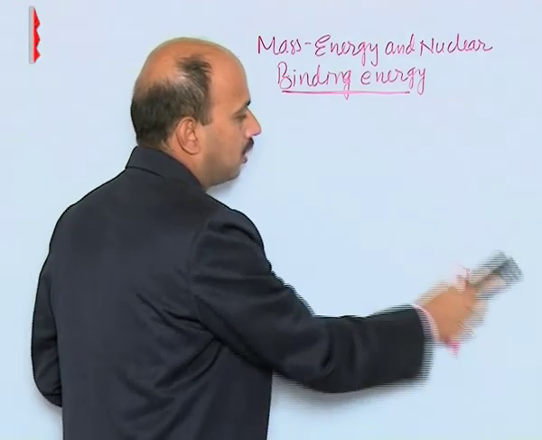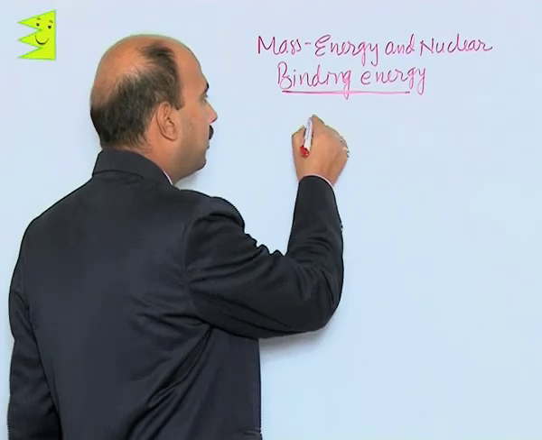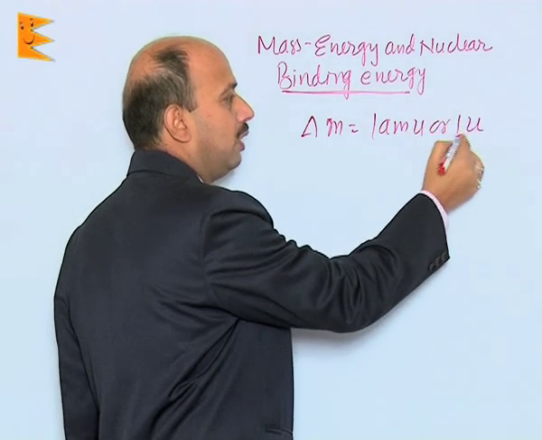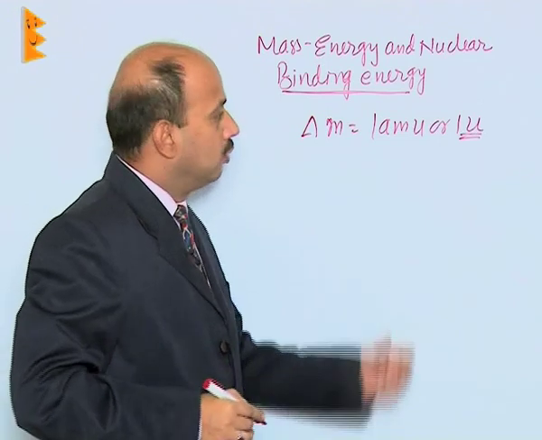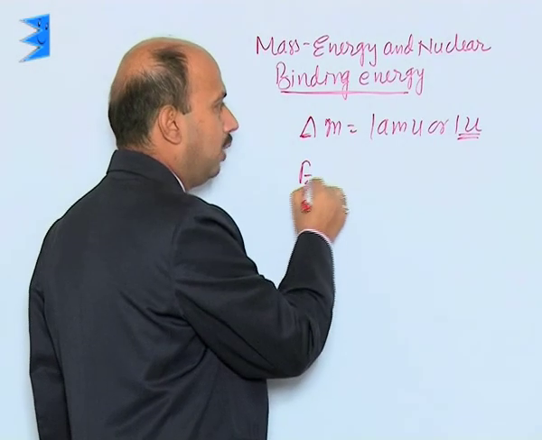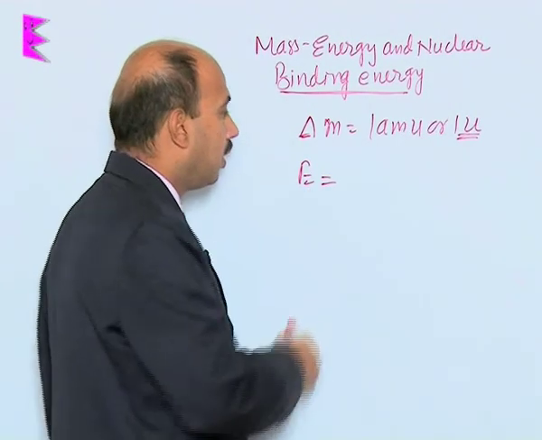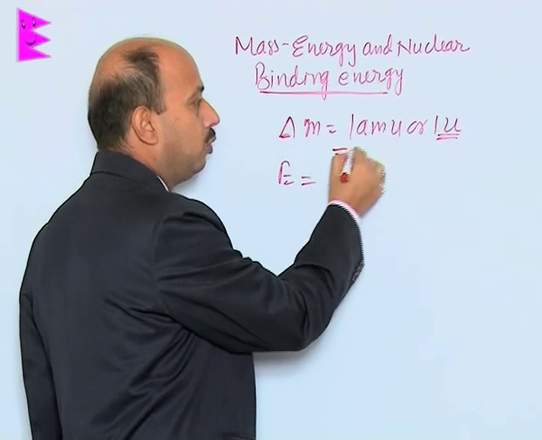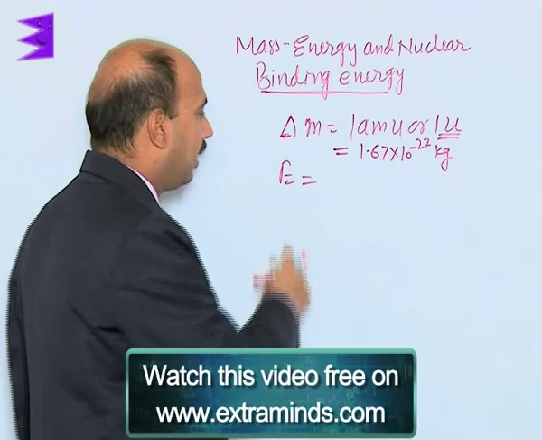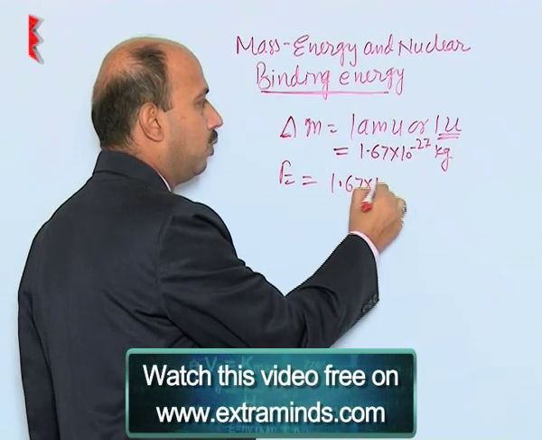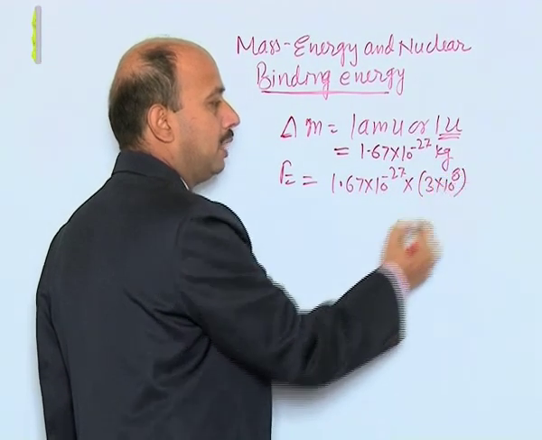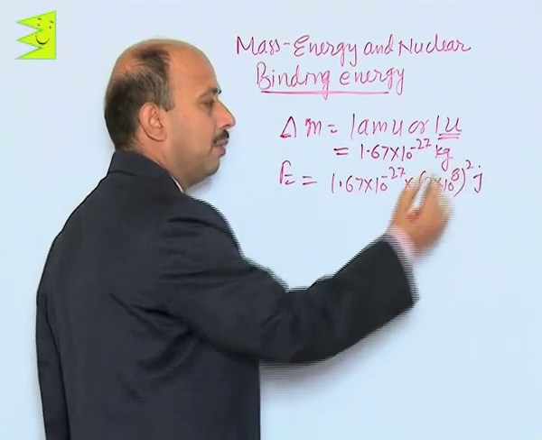So if the mass defect delta m is equal to 1 AMU, or you can write just U, as these days it is written only as U, then we can get energy by calculation. E is equal to delta m, 1 AMU, that is 1.67 into 10 raised to power minus 27 kg, times 3 into 10 raised to power 8 meter per second, whole square, and it will come in joules.